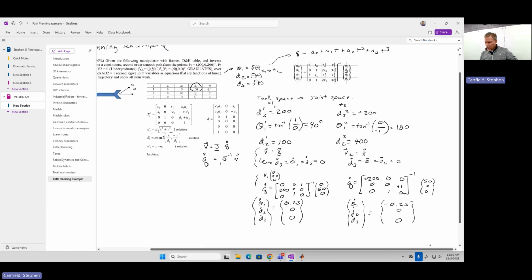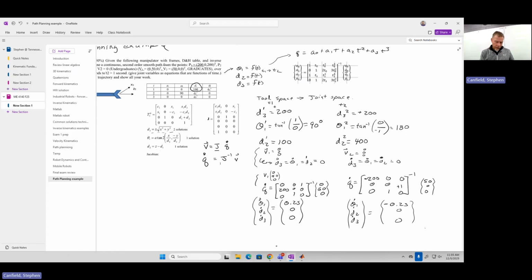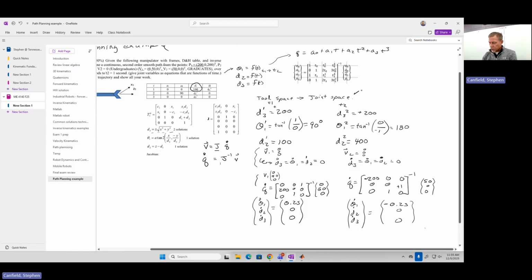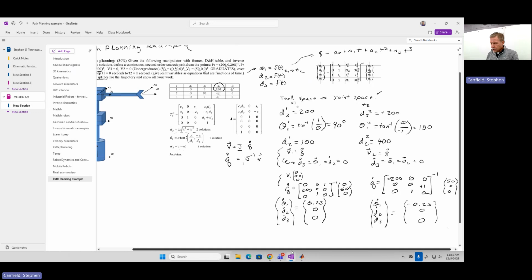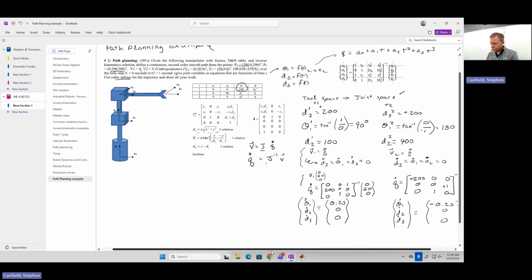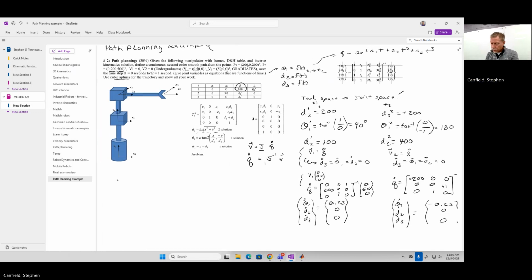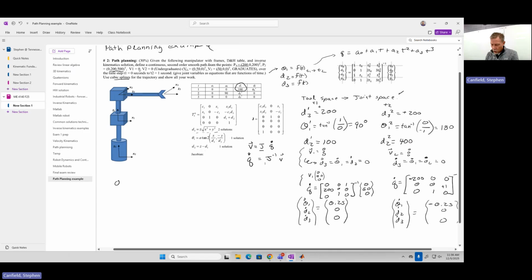Okay, so now I've got my values. I've got my joint variables at the beginning and end conditions. So all I've done so far is map from tool space to joint space. That job is done. Now I've got to find my trajectory. So we'll start with theta 1, okay?